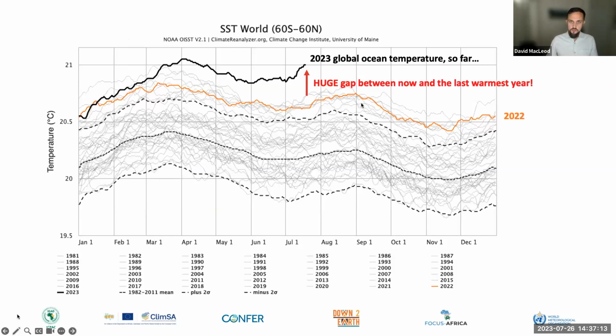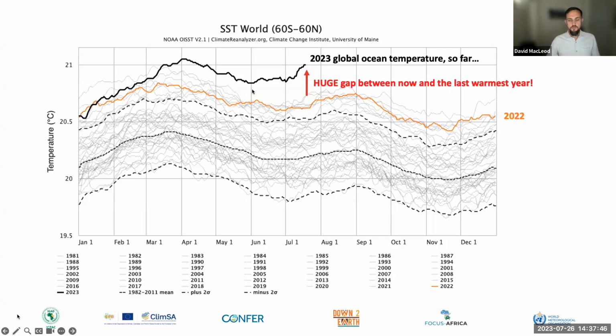You can see 2022 as this orange line here, and 2022 was particularly hot. But you can see that black one is where we are now. And there is an absolutely massive gap between how warm it is now and the last warmest year. But El Niño hasn't really started yet. And El Niño pushes the Earth into a warmer state.